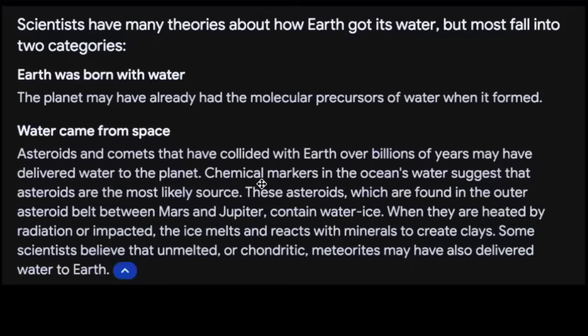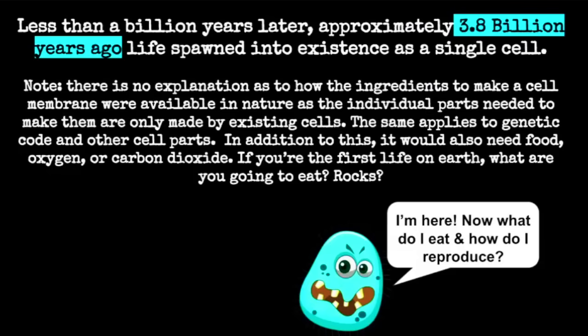Chemical markers in the ocean, yeah, that's it. And these asteroids, which are found in the outer asteroid belt between Mars and Jupiter, contain water ice. Water ice. When they are heated by radiation or impacted, the ice melts and reacts with minerals to create clays. Some scientists believe that unmelted or chondritic meteorites may have also delivered water to Earth. Thank goodness they were delivering water back in the day, and then they just stopped. Could you imagine Flood of Noah 2.0 if they just kept doing that? Yeah, they quit. They ran out. And so that is what they tell us.